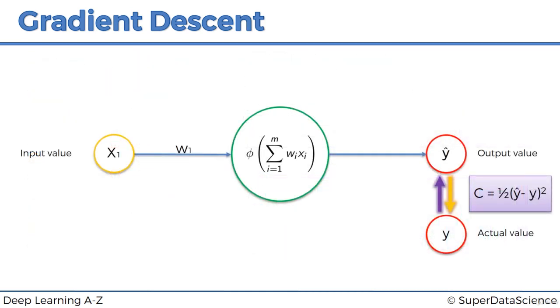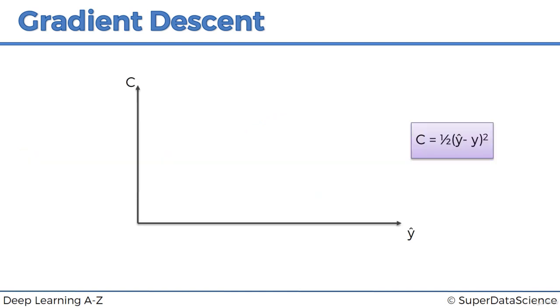This is our very simple version of a neural network, a perceptron or a single layer feed-forward neural network. And what we can see here is this whole process in action, where we've got some input value, then we've got a weight, then an activation function is applied, we get y hat, and then we compare it to the actual value and calculate the cost function. So how can we minimize the cost function? What can we do about it?